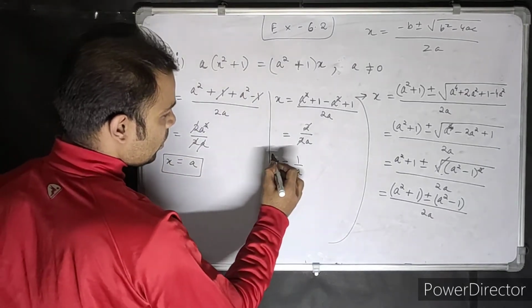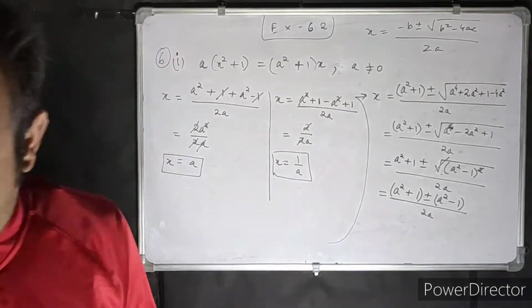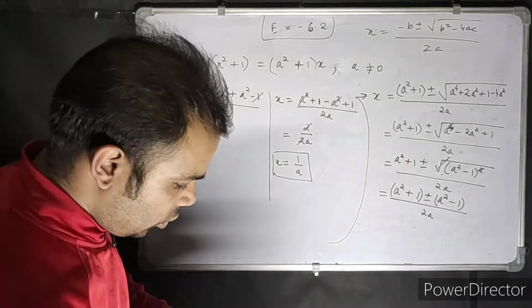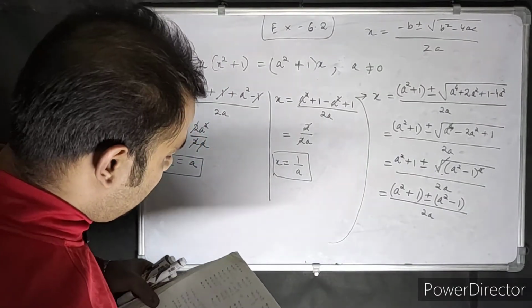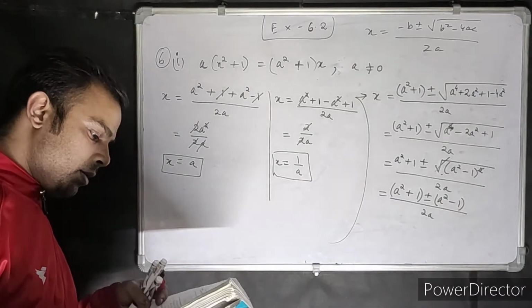One is x is equal to a and the other is x is equal to 1 by a. I feel like I have done this question, but even if I have not done it, it's okay. Even if I have done it, I did it once again, and if I have not done it, then it's no problem.